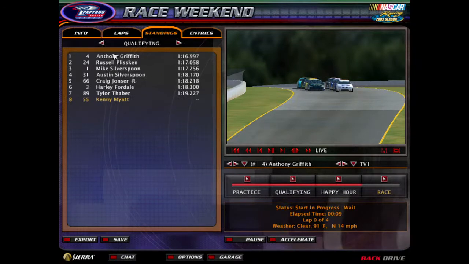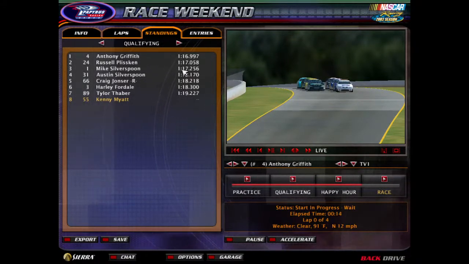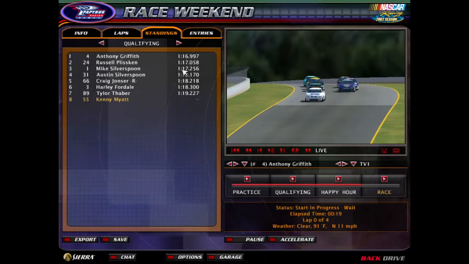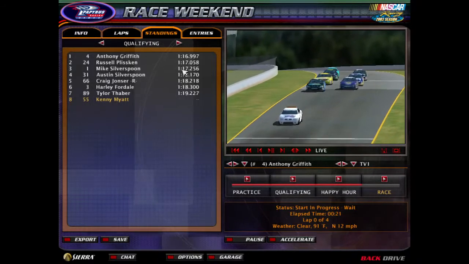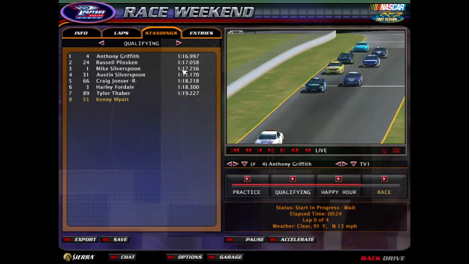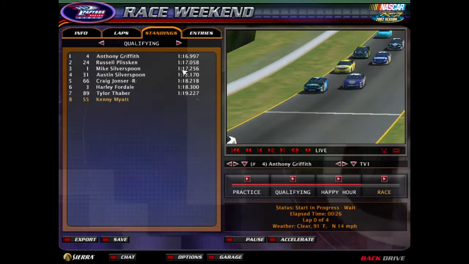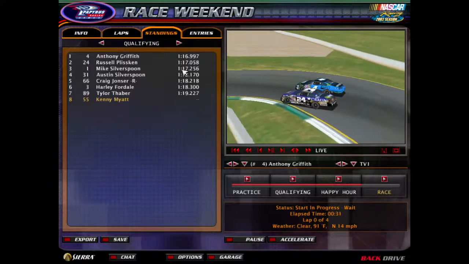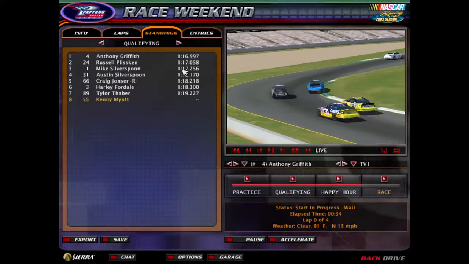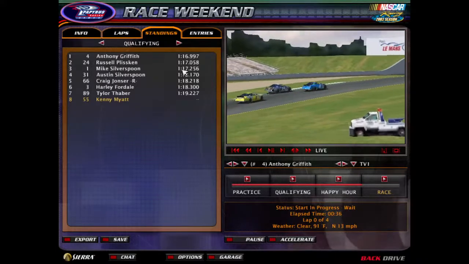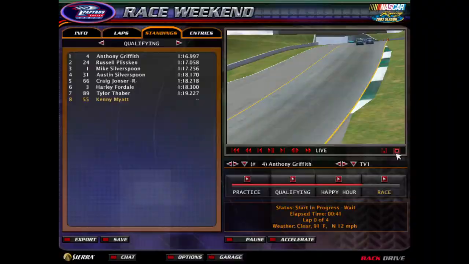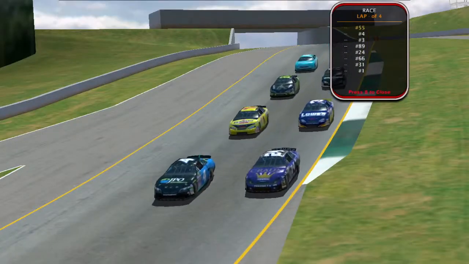The qualifying order today is Anthony Griffith, Russell Pliskett, Mike Silverspoon, Austin Silverspoon, Craig Yonser, Harley Fordale, and Tyler Thaber. We already saw Do It for Dale in that Silverspoon-Fordale team make it. What will happen this time? Also, I can change the number back on the 015 just to 15, I think. Because we don't have the 15 anymore. The 15 was going to start, but didn't. He will run the American 700.